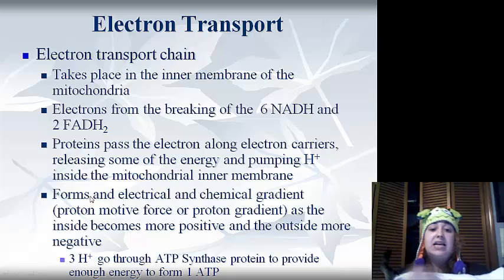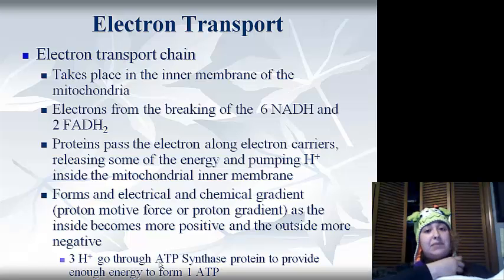This forms the electrical or chemical gradient, also known as the proton motive force, and the proton gradient, as it becomes more positive inside of the mitochondria and more negative outside of the mitochondria. Now, as 3 H's then go through the ATP synthase protein, it provides enough energy for 1 ATP to be created.